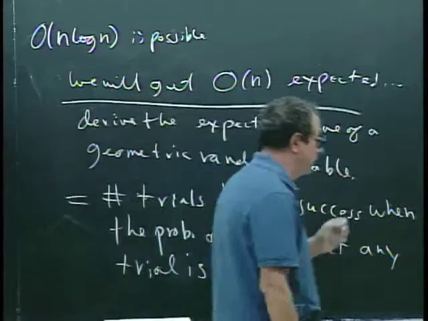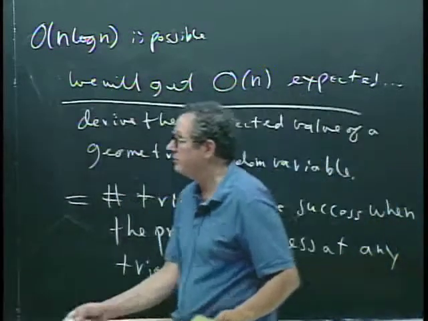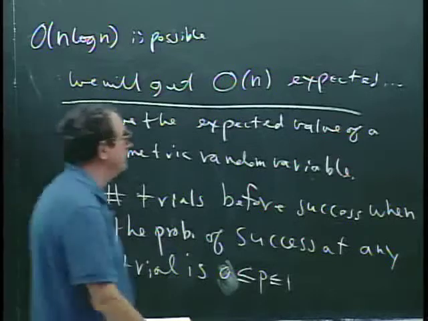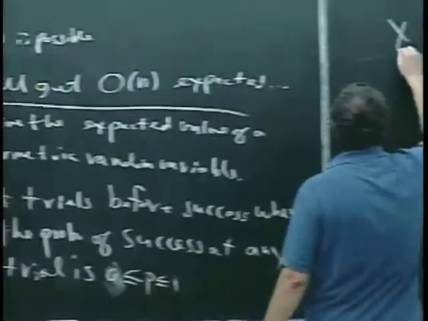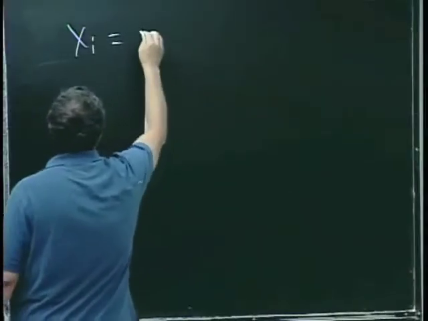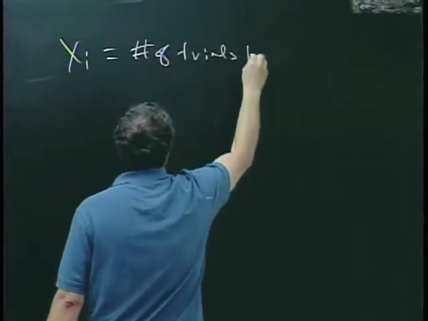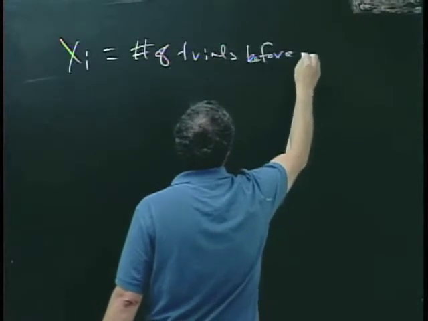Okay, so what I'm going to do, similar to what we did over here, is think of taking out a coin with probability p of success each time. I'm going to flip it until I get a success and count how many flips I did. That's the number of trials, and that's going to be the value of the random variable Xi, equal to the number of trials before success.